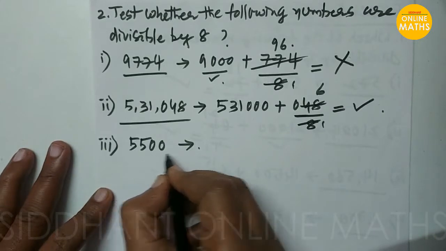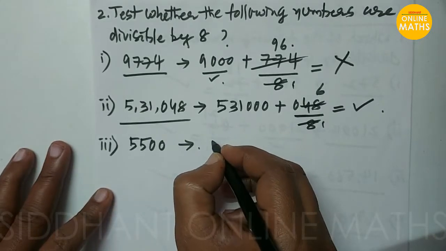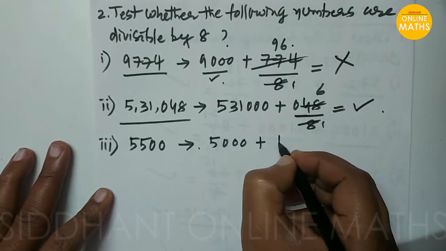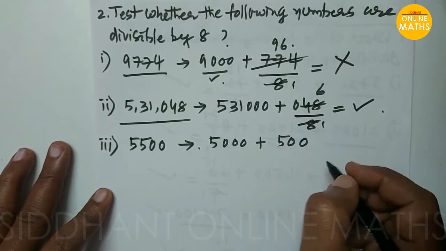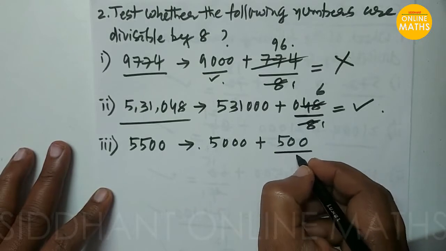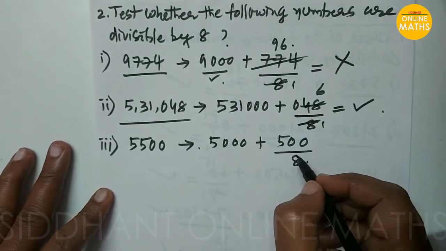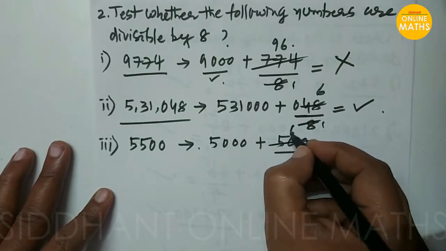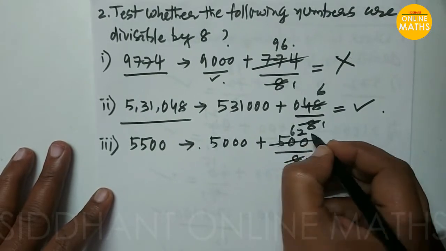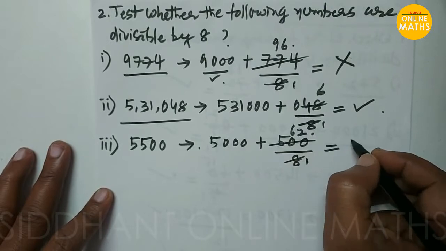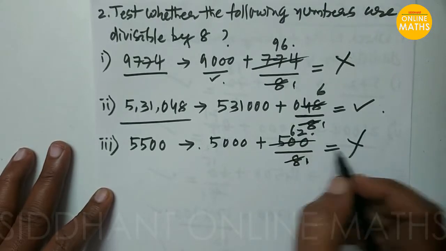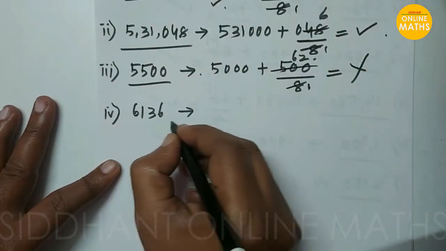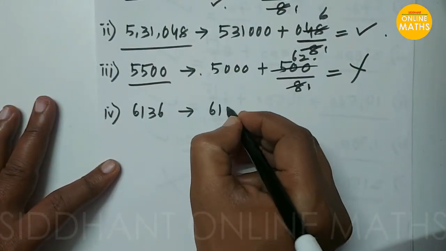So next, 5500. So 5500 can be written as 5000 plus 500, and we are going to check whether this 500 is divisible by 8 or not. So 8 6s are 48, and 2 remains, and we are getting a decimal point here, and we can say that this number is not divisible by 8.